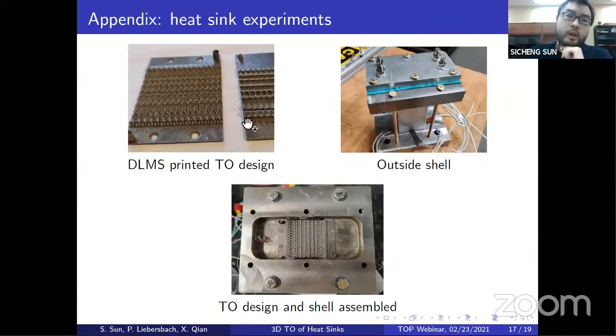Now for the appendix, we show some recent work of our group. Firstly, is the experiments. We want to test experimentally whether this heatsink, compared with the panel plate, how much better it is. This is the printed TL design with the DMLS method and offset shear. And then the TL design and the shear sample together for testing.